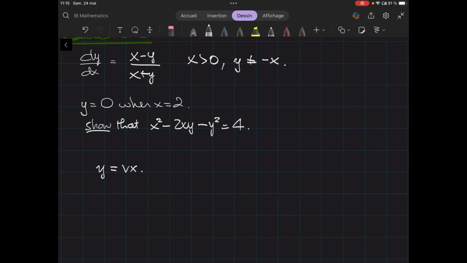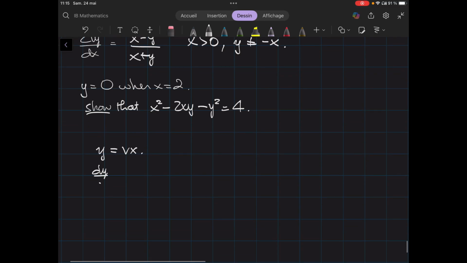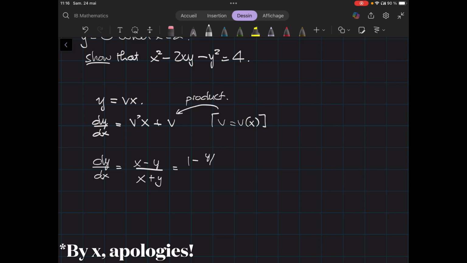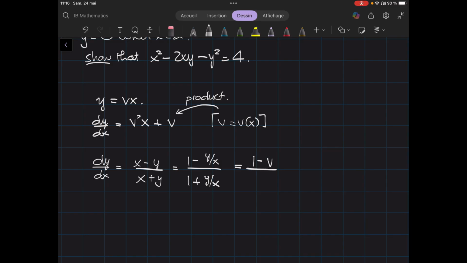If y is equal to vx, then dy over dx is going to be v prime times x plus v. Recall that v is a function of x, so we must use the product rule here. dy over dx is also equal to x minus y divided by x plus y. Dividing both the top and the bottom by y, we will obtain this equation, which we can then use to express it in terms of v.